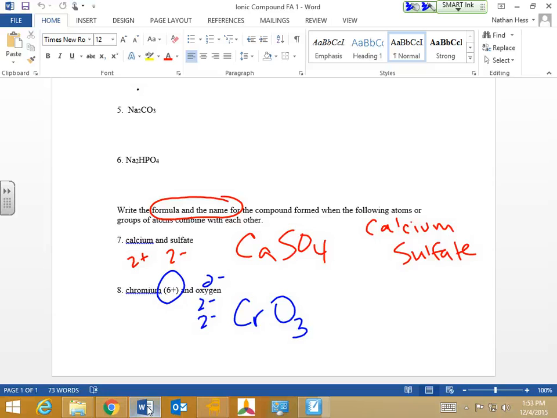To write the name of it, I would write chromium. And because it's a transition element, I put its charge, which is 6, VI in Roman numerals. And then oxide. I would cut off the -ygen and just put -ide on the end. Hope that's helpful for you as you study for your test.